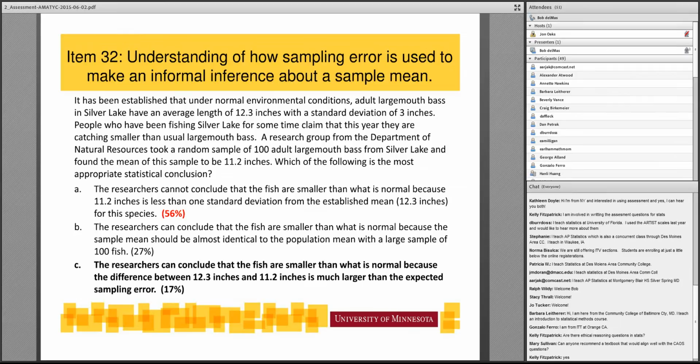And one way to get that correct is to note that the difference between the population mean 12.3 and the sample mean 11.2 is about 2 or 3 standard errors. Those means are about 2 or 3 standard errors apart, so it's actually a statistically significant difference. But the majority of students choose A. They just consider the actual standard deviation, and that difference between 12.3 and 11.2 is not greater than that. So therefore, that's not evidence of a difference.